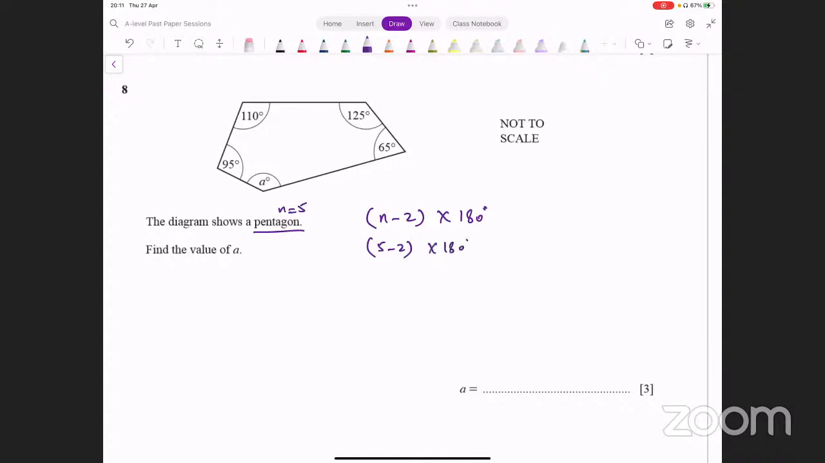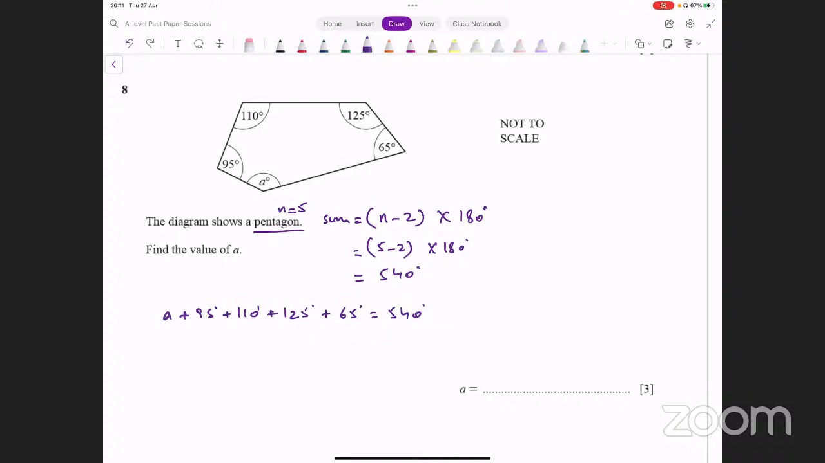The sum of all angles turns out to be 3 into 180, which is 540, right? 360 plus 180, that is going to be 540. Sum of all angles is 540. What about the value of A? सारे angles को add करें. A plus 95 plus 110 plus 125 plus 65. This should equal 540. तो 540 में से आपको ये सारे numbers subtract करने.